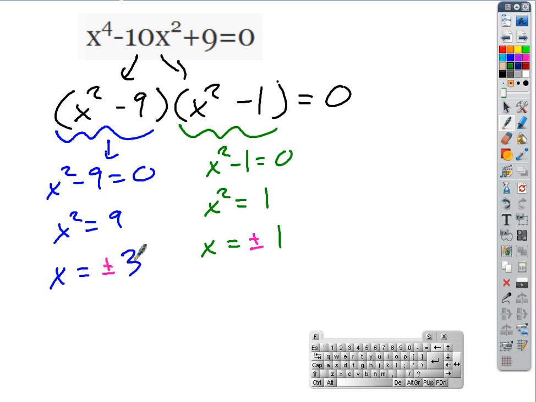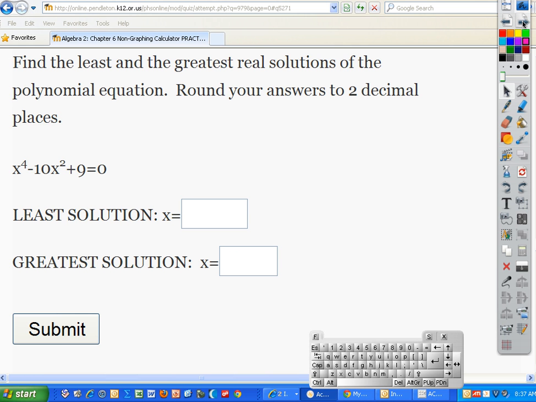Now, the question asked, if you remember, it asked for the least solution and the greatest solution. So what would the greatest solution have been? 3. Yeah. So that's 3. What's the least solution? Negative 3. Good. Okay. The negative 1 and positive 1 are just in the middle.